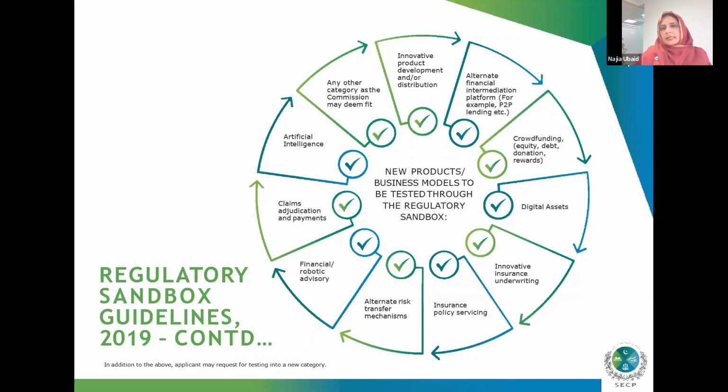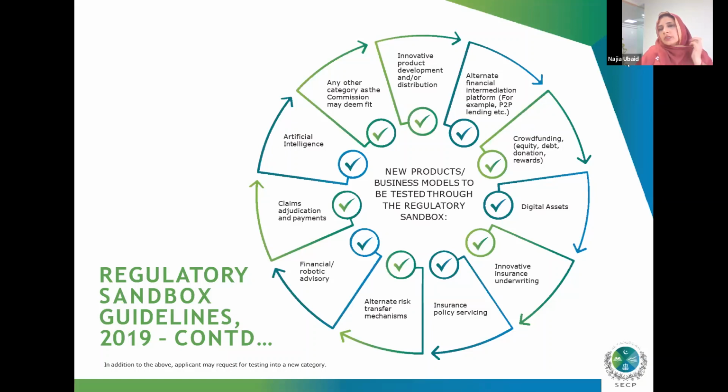Again, this slide basically identifies what can be the business models to be tested through regulatory sandbox. It can be financial robo-advisory, claim adjustments, claims adjudications, and payments, any solution that provides insights into artificial intelligence and uses that, any other category which the Commission feels fit, innovative products, alternate financial intermediation platforms like P2P, crowdfunding, equity and debt crowdfunding.